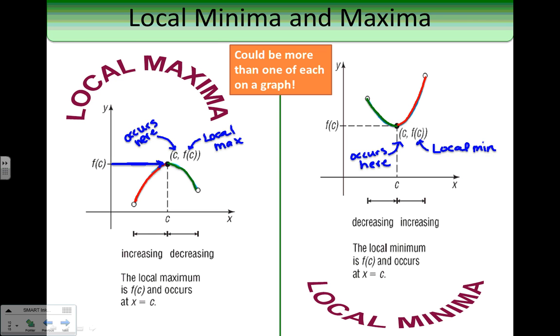There could be more than one of these on a graph. That's why it's called local max or local min. It is not the maximum of the whole function, it's just the maximum of that particular area, the local maximum. Or the minimum, it's not the minimum of the whole function, but just the minimum in that area, the local minimum.